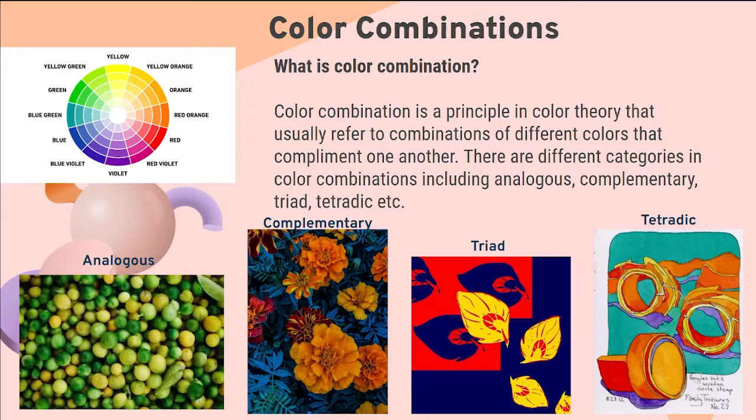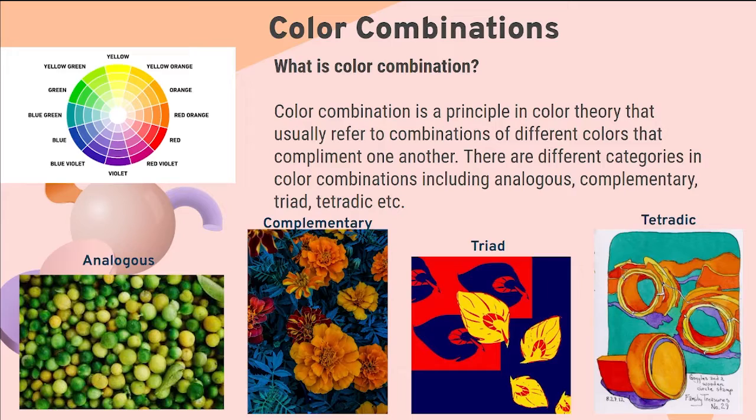The first photo is analogous. Because the colors are so close to each other, you can see on the color wheel that they're very similar, which makes an analogous looking photo. In the second photo, you can see that the orange flowers and the blue leaves combine very nicely. That's because the colors are on the opposite side of each other on the color wheel.